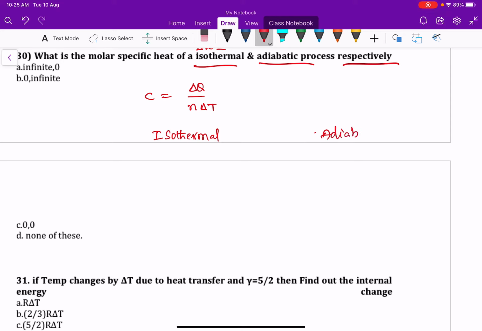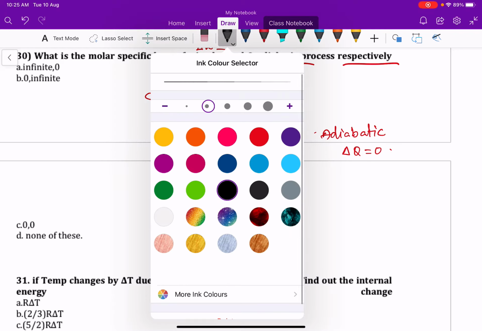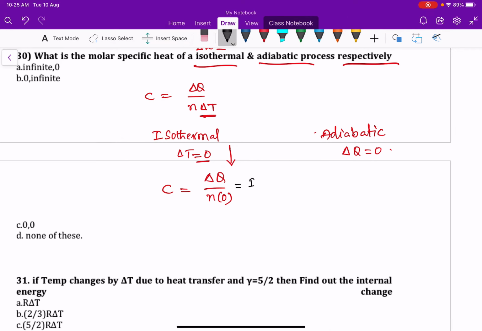and adiabatic process. Okay, in isothermal process we know delta T is equal to 0. In adiabatic process we know delta Q is equal to 0. Therefore, C is equal to delta Q by n into 0, delta T is equal to 0. I am substituting delta T value in isothermal process. So we will get something by 0, which is nothing but infinite for isothermal process. And here C is equal to delta Q by n delta T. Here delta Q equal to 0 by something is nothing but 0. So the answers are respectively infinite, 0.